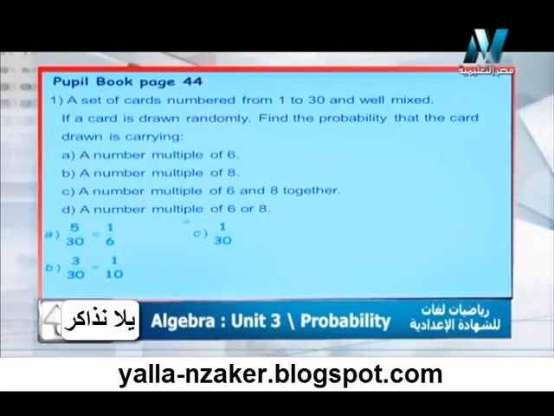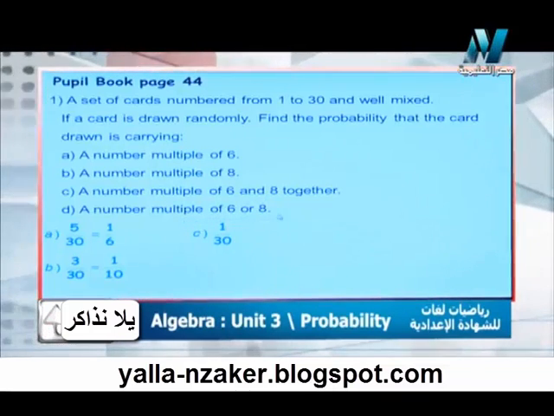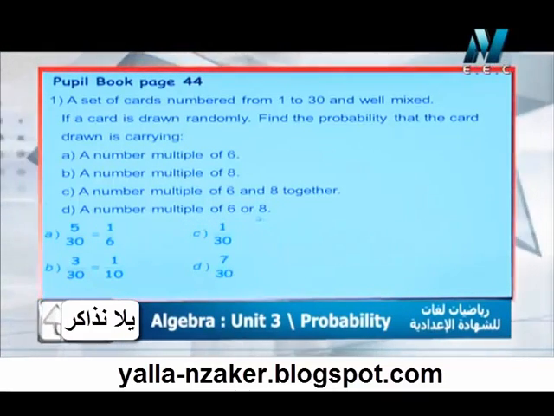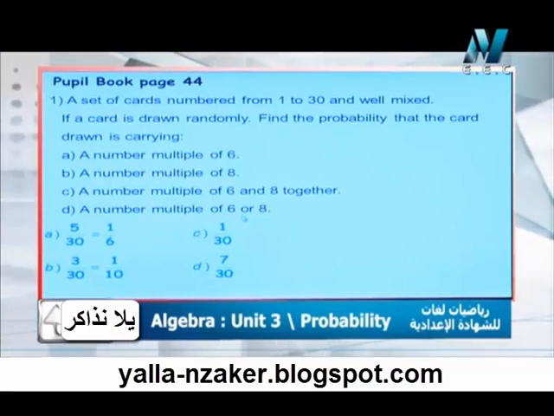A number multiple of 6 or 8. 6 or 8 means the union, which is 7 over 30.